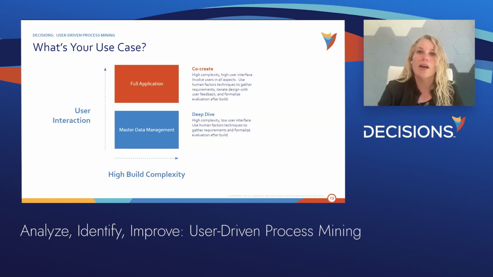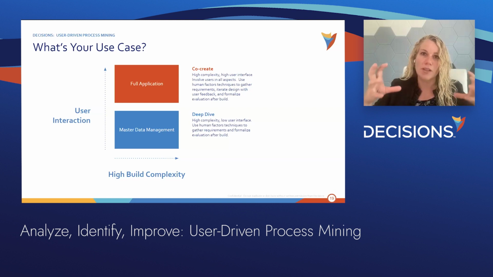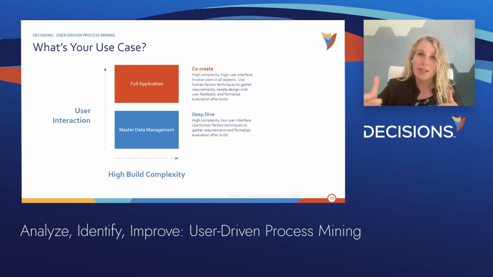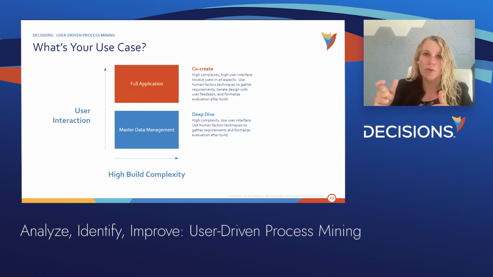And on the top end, again, when you're co-creating something like a full application, maybe even a net new application in decisions, you've got high complexity, high user interface, and I would recommend to involve a human factors expert or someone who understands deeply how to pull the requirements, document those requirements, like a senior business analyst, iterate with things like process mining as you go through, and then co-develop with those users to make sure that you're building exactly what they need to have.